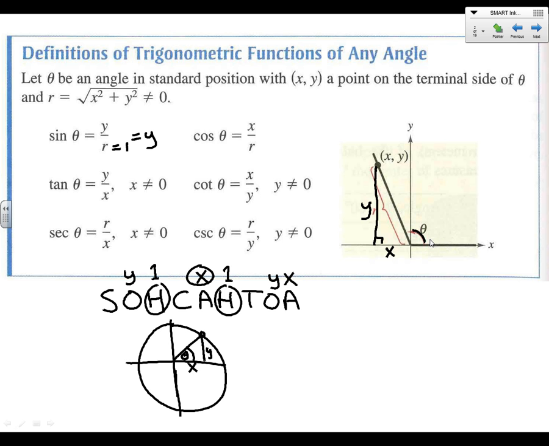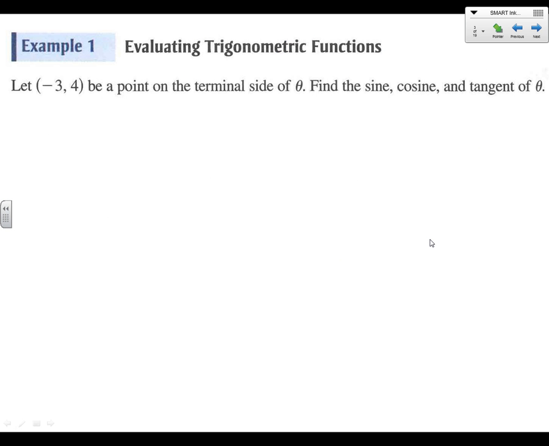All right, so knowing that, let's flip over here and we'll say, okay, let negative 3, comma 4, so I'm going to plot that point, be a point on the terminal side of theta. What that means is our angle started here on the x-axis, and our angle, theta, swung over until it hit that point there, this line going out forever. All right, and the point negative 3, comma 4 is on that line.